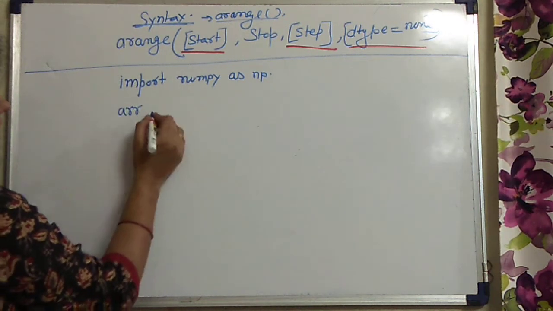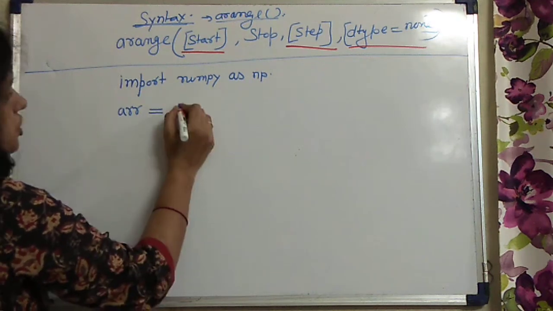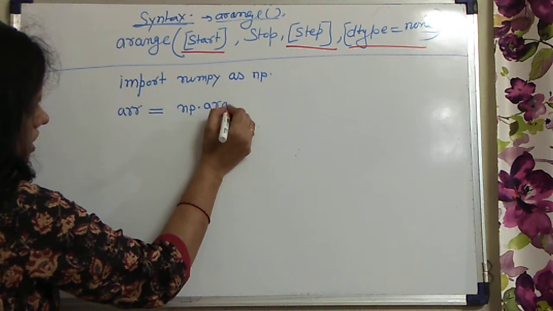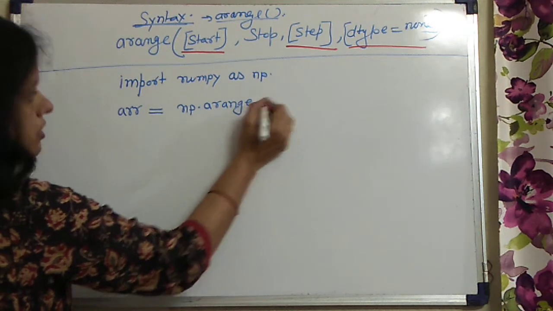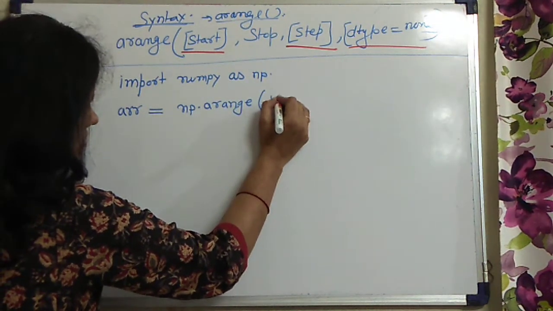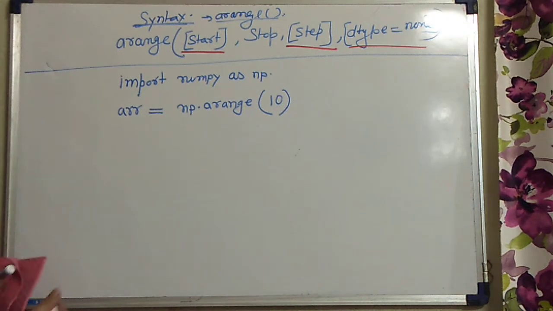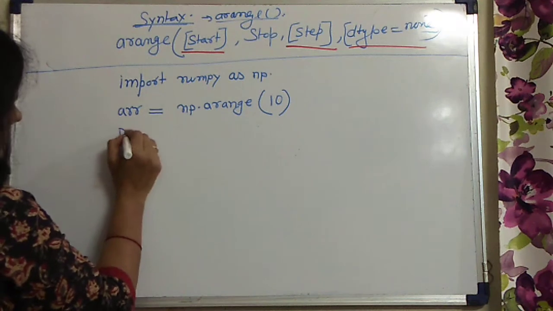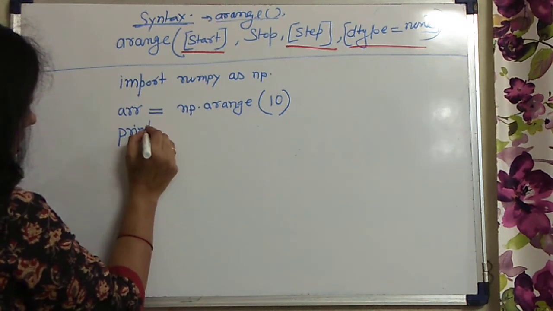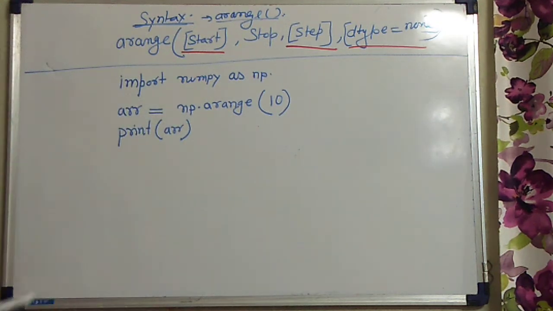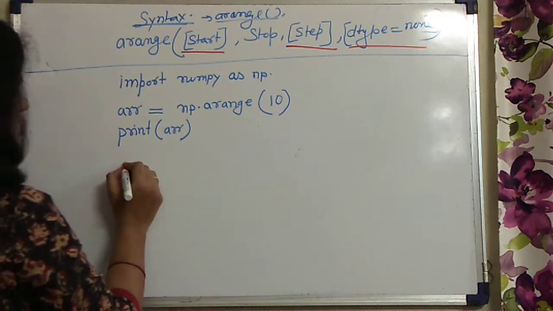I have given here arr equals to np dot arange, and I have given the value 10, right? So what output will you get? Let us write the print statement to see whether the array is created or not. So when you compile this program, after that you will be able to see the output.